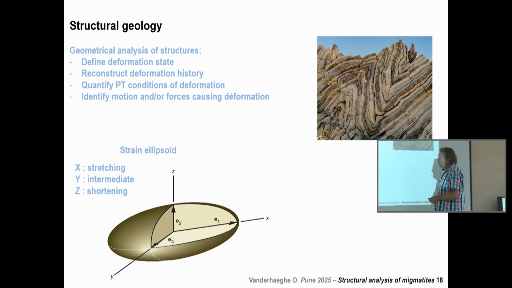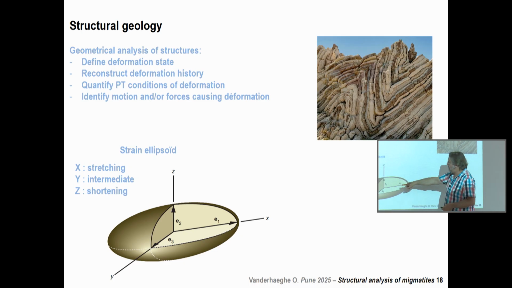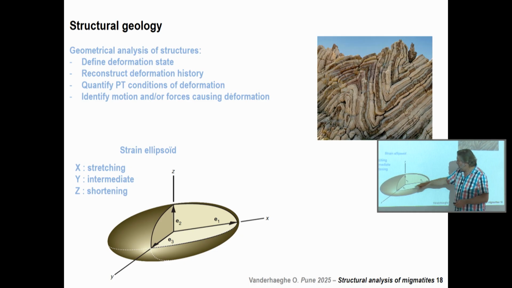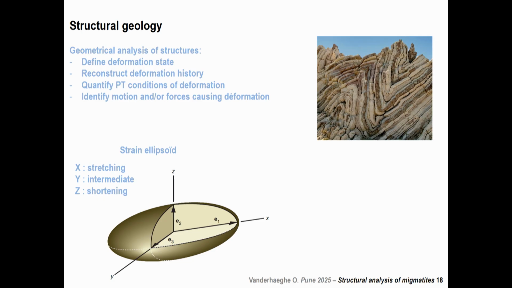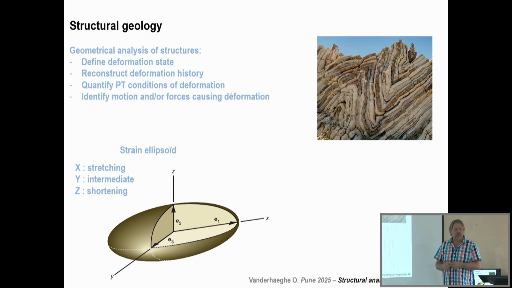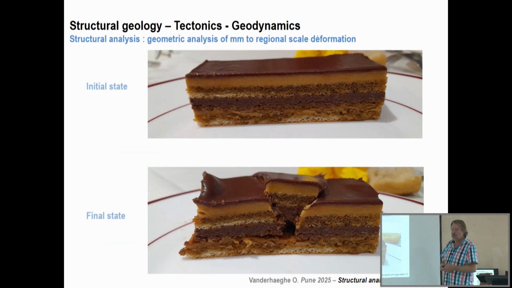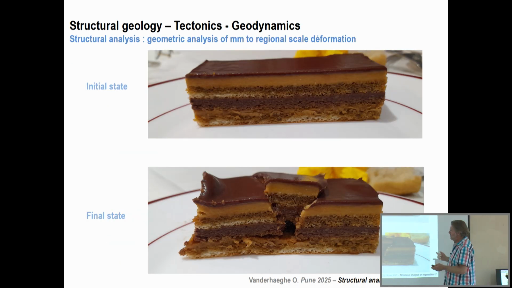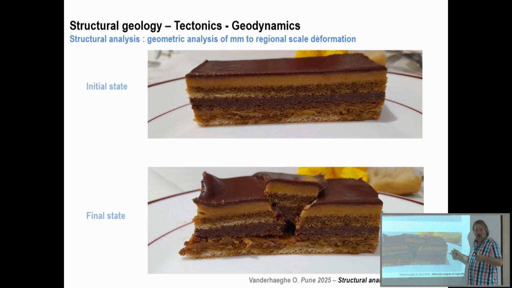So the first step is, by looking at structures, identifying and reconstructing the strain ellipsoid. Where is the stretching direction, the shortening direction, and where is the intermediate in between the two. If you look at the fold like this, you have an idea of where the X direction is, but maybe the easiest one is to think about the shortening direction. You see where it is? In which dimension was the cake shortened? Horizontal.